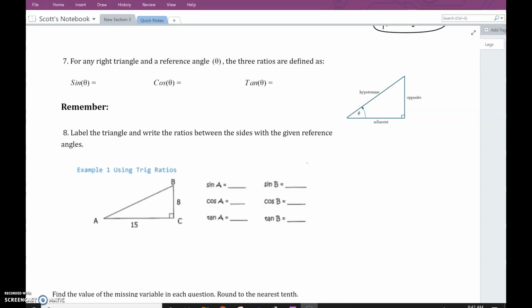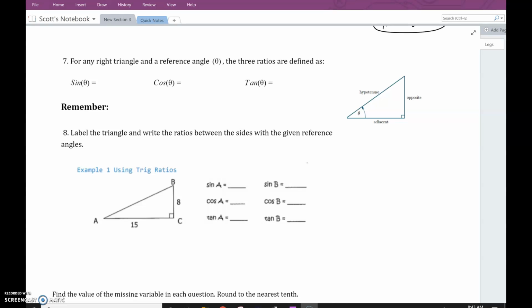Okay, here's some more trig ratios. Hopefully, after this lesson, you'll be able to figure out the difference between when you're finding an angle measure and when you're finding just a ratio, or the fraction that corresponds with the angle.